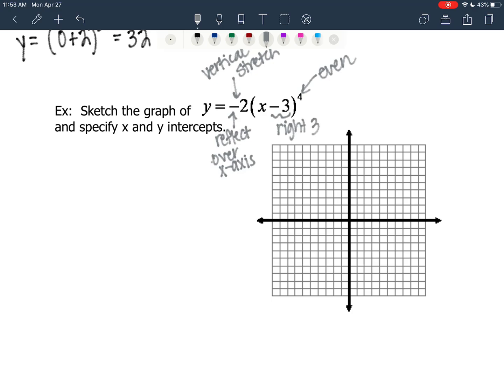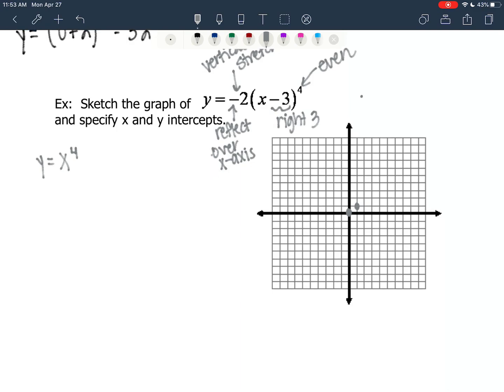So my parent function is y equals x to the 4th. Well, I'm going to plot that. When I put a 0 in, I get a 0 out. When I put a 1 in, I get a 1 out. When I put a 2 in, I get 16 out. So that's a bit up there. When I put -1 in, I get +1 out. And when I put -2 in, I get a +16 out. So we've got this graph right here.